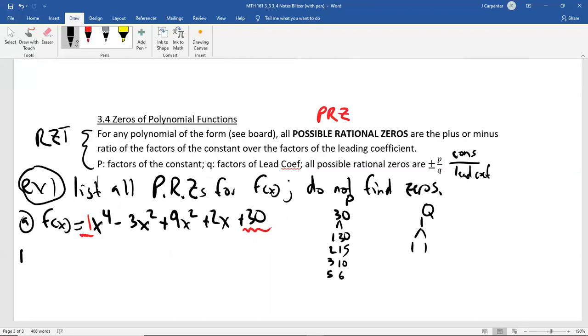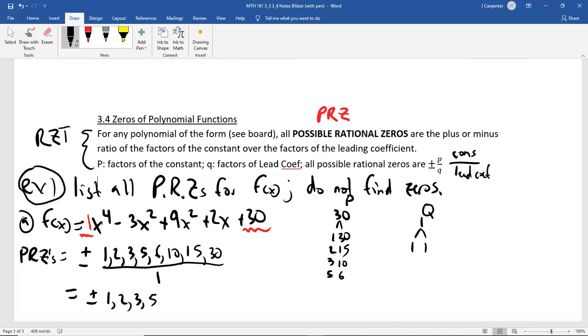So our possible rational zeros are plus or minus. Now, in theory, you have to write this plus or minus on every single one of these. I'm just having this as a shortcut abbreviated version. So we're going to have all the different factors of the constant: 1, 2, 3, 5, 6, 10, 15, and 30, all divided by the different factors of the leading coefficient. There was only a single factor of the leading coefficient, 1. You don't want to repeat it. But dividing by 1 does nothing. So the possible rational zeros are plus or minus 1, 2, 3, 5, 6, 10, 15, and 30.